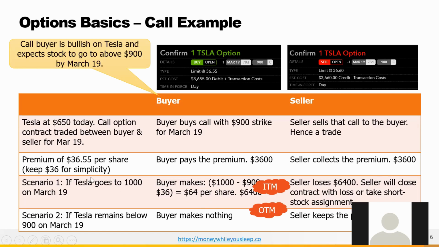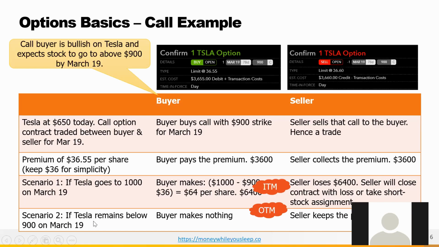And then I have covered various scenarios. If Tesla is going to go above $900, let's say it goes to $1,000, then the buyer is going to make some profit, which will be $1,000 minus $900, which is the strike, minus $36, which is the premium, hence $64 per share. And given that every option contract has 100 shares, he is going to make $6,400 if Tesla goes up by $100. And given that the buyer has made some money, the seller is going to lose that money, $6,400.